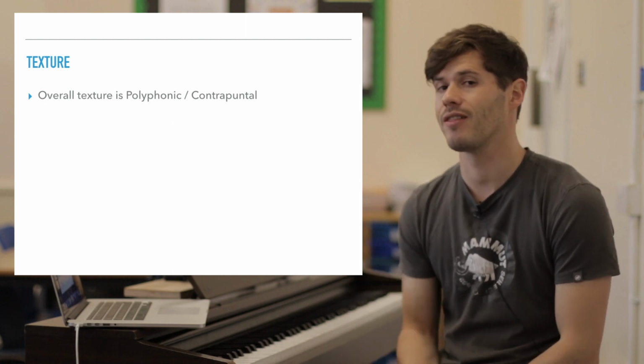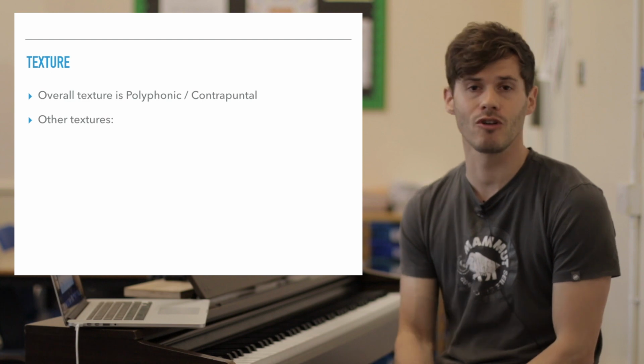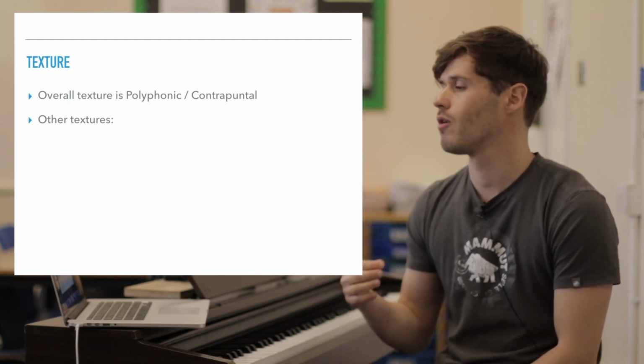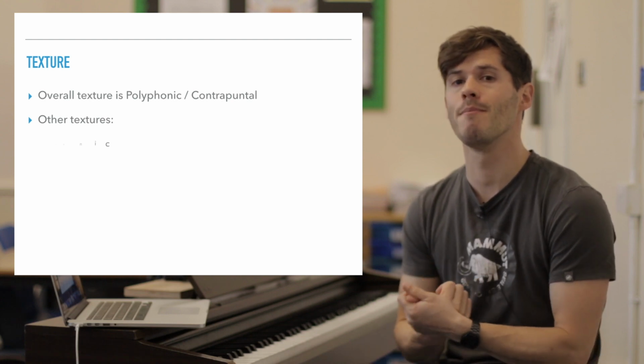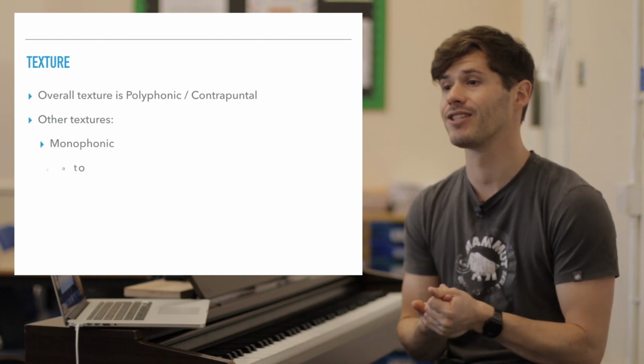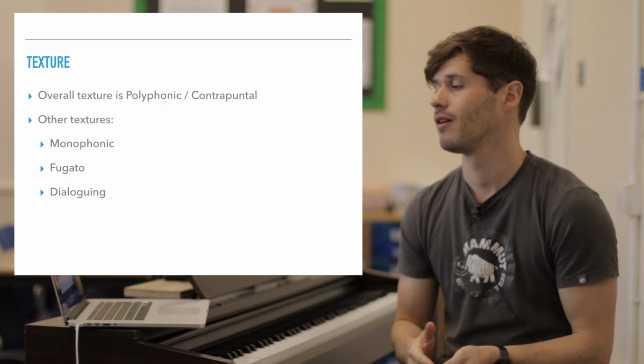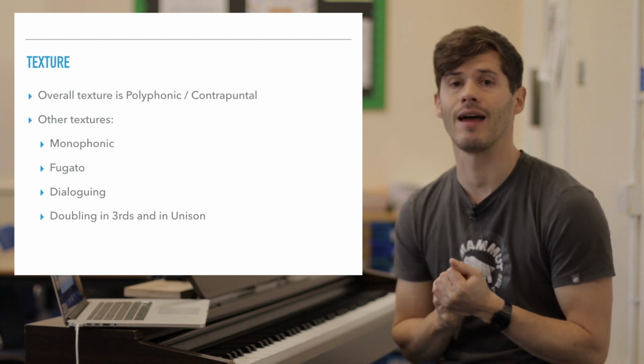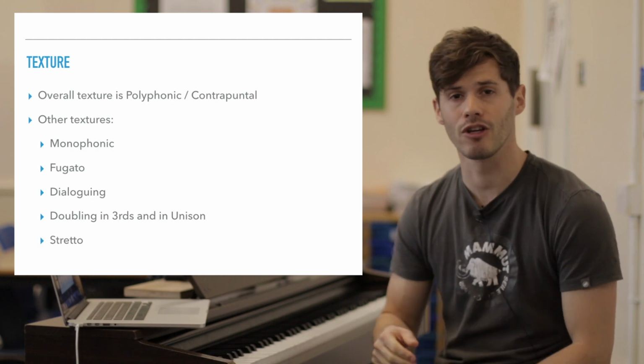Now there are lots of other textures in there as well, so I'll just list them first of all and then we can go into them in more depth. So the other textures include monophonic, fugato, dialoguing, doubling in thirds and in unison, and stretto. So let's have a look at those.